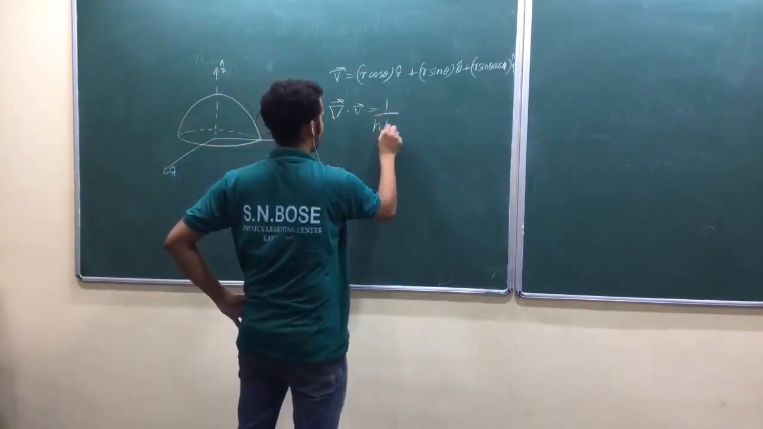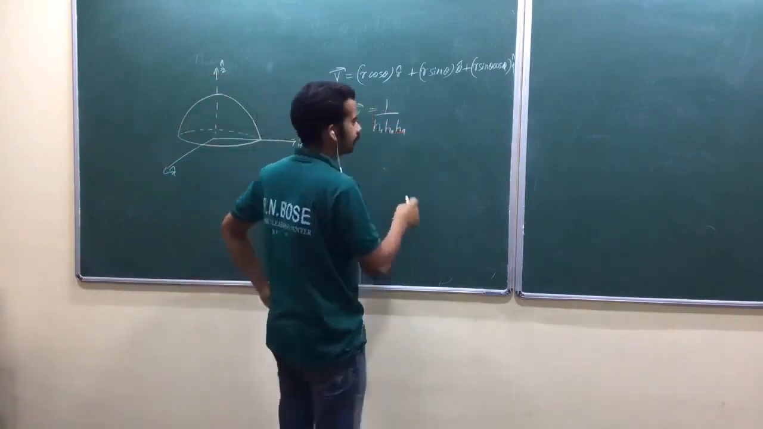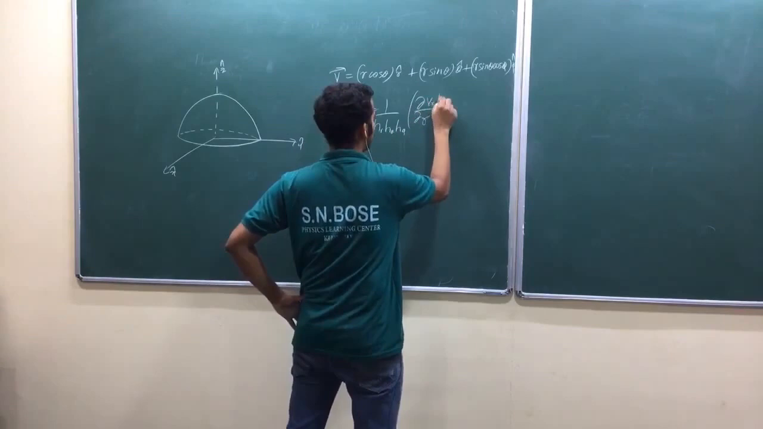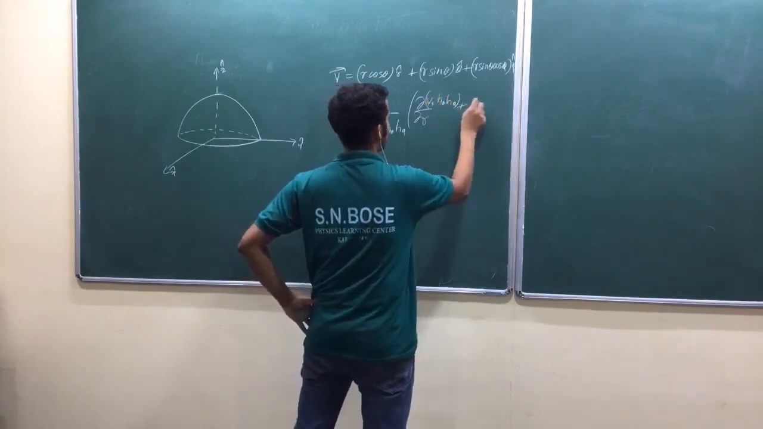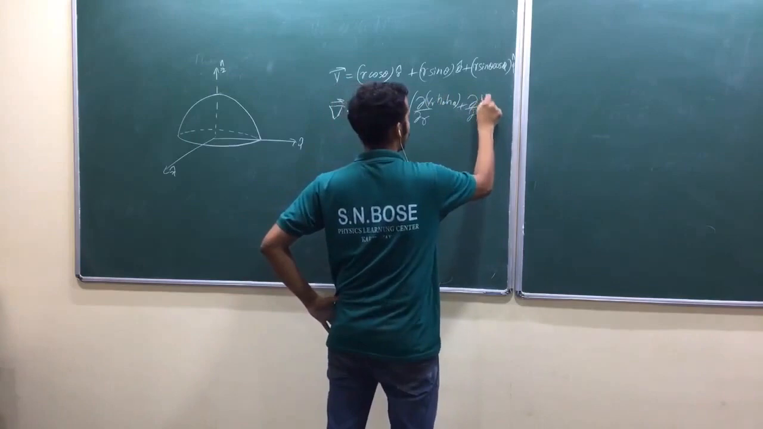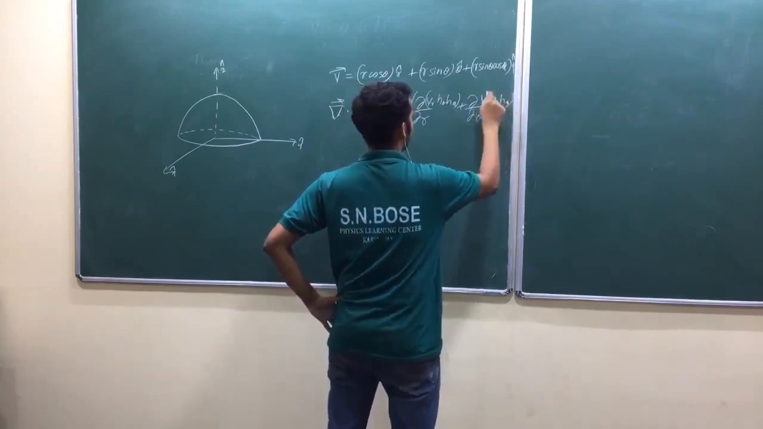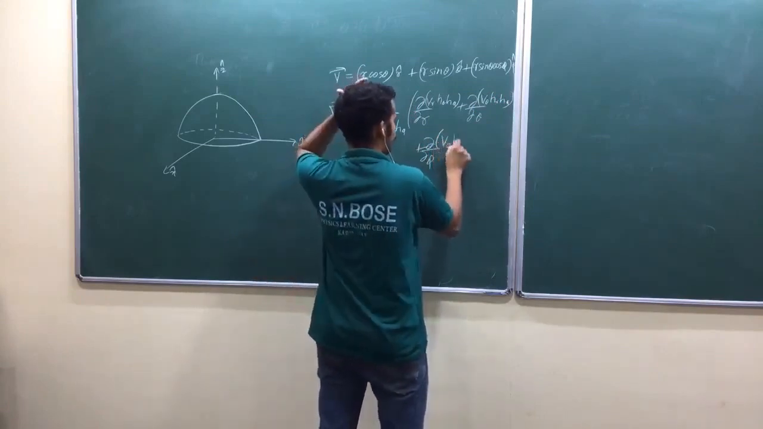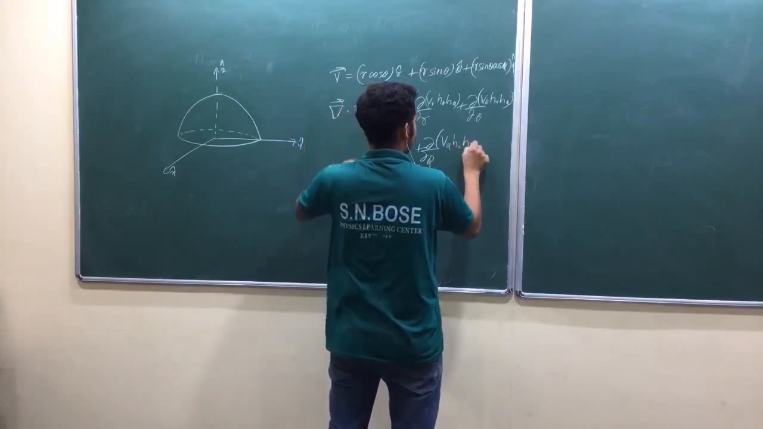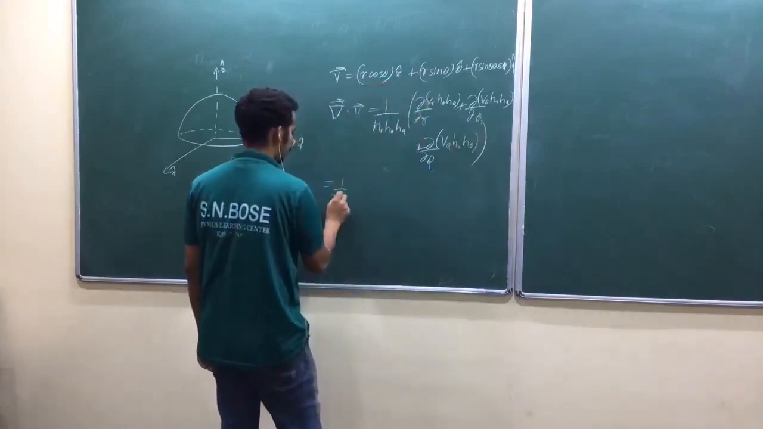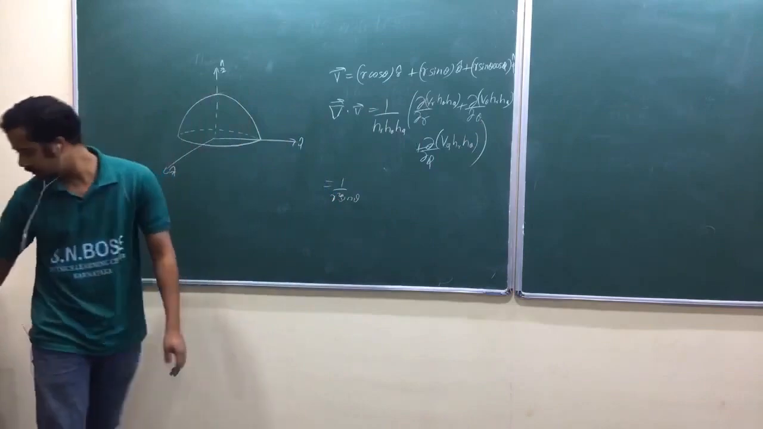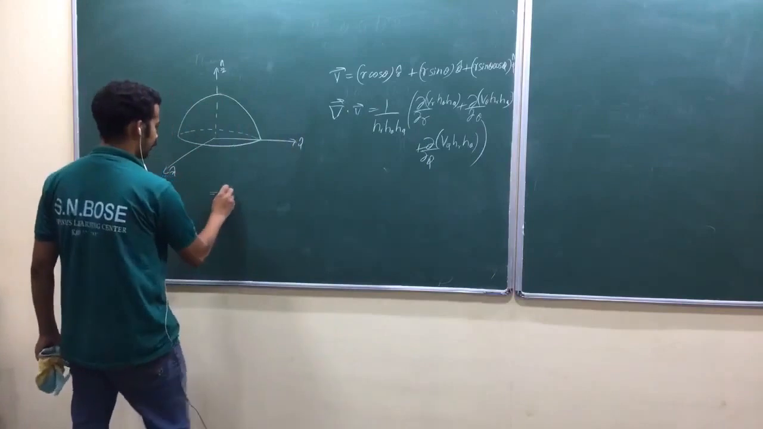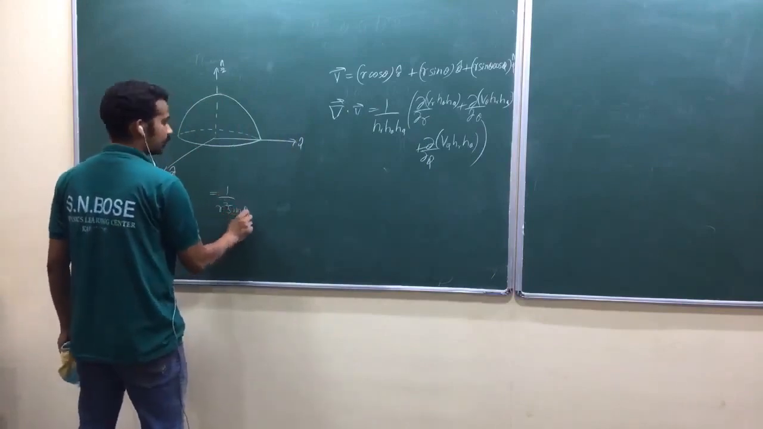1 by h_r h_theta h_phi, then dou by dou r of V_r h_theta h_phi, plus dou by dou theta of V_theta h_r h_phi, plus dou by dou phi of V_phi h_r h_theta. Am I right? So 1 by r square sin theta. It takes some space. So quickly do this one. Have you done this one? 1 by r square sin theta.